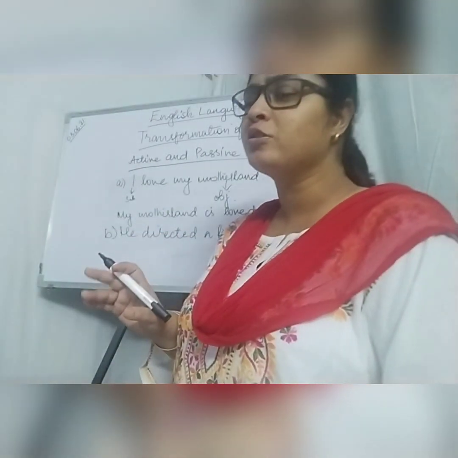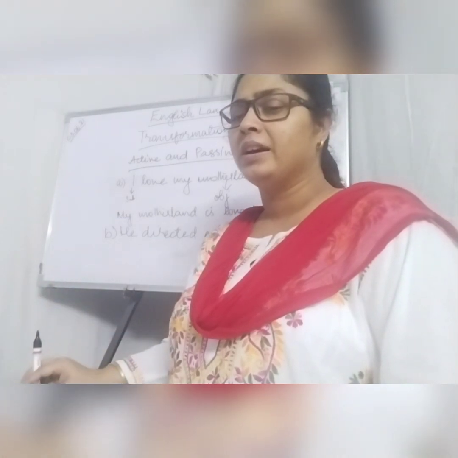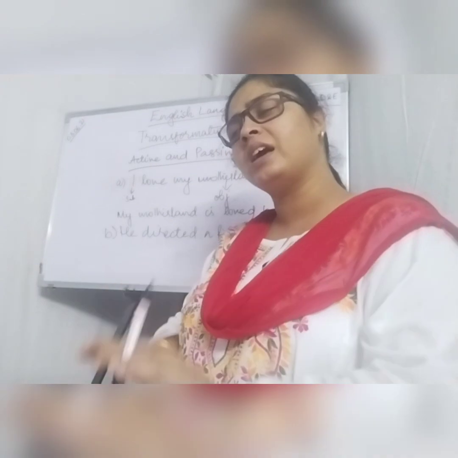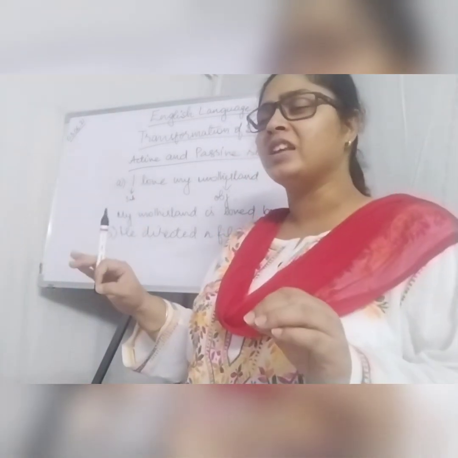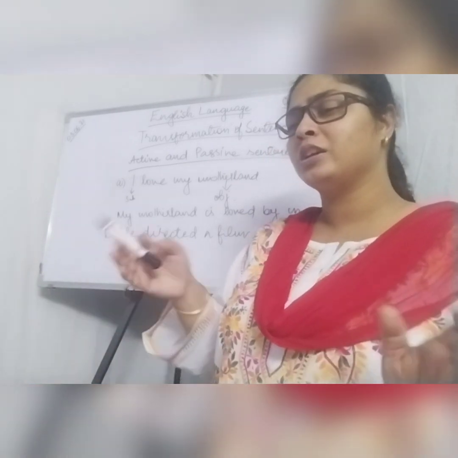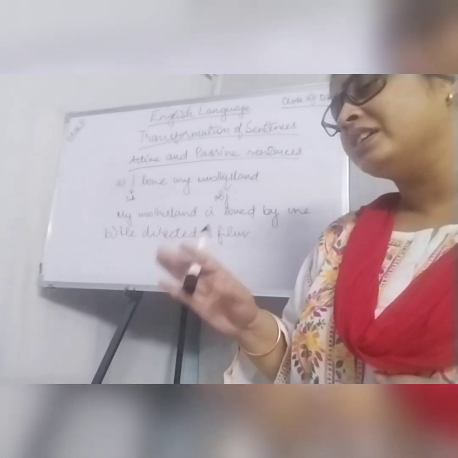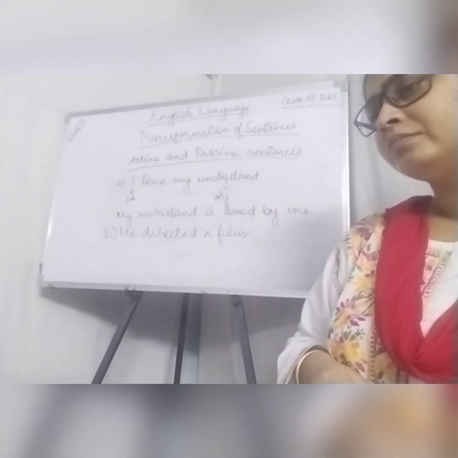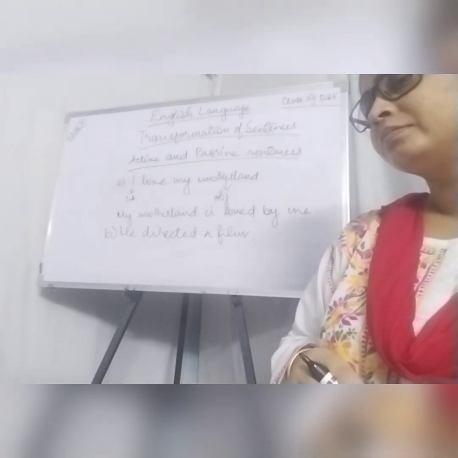Is this much clear to all of you? Active and passive sentences are the easiest form of sentences to transform, remember. We just have to change the subject to object and object to subject. Is this much clear? Yes, sir. Okay.